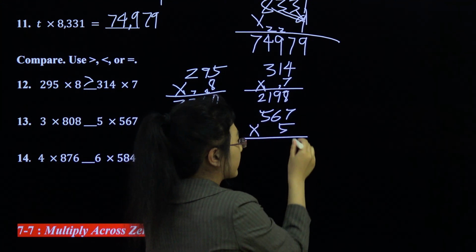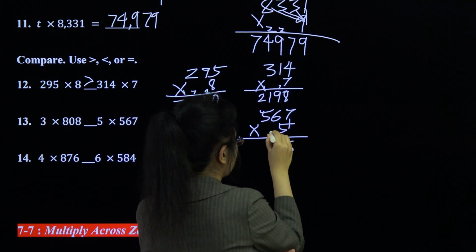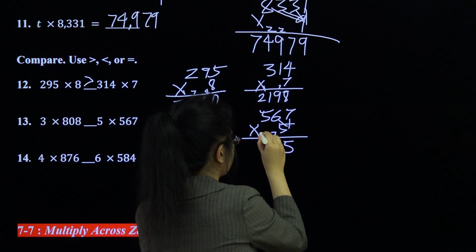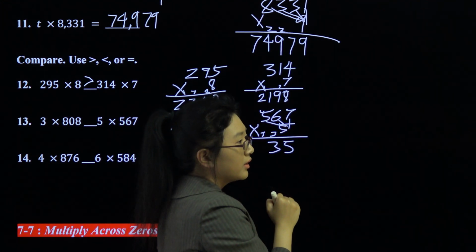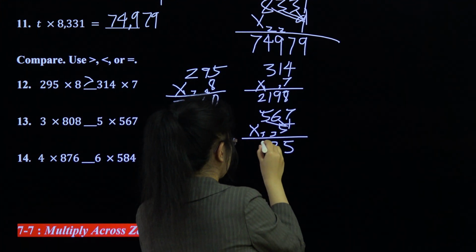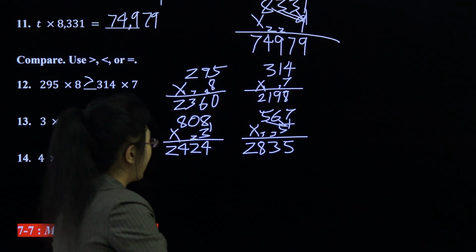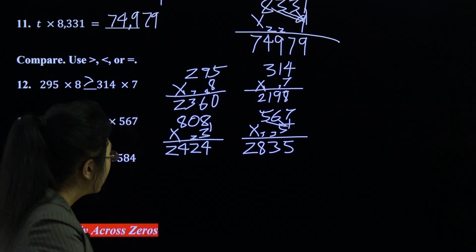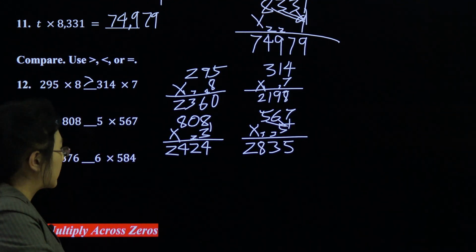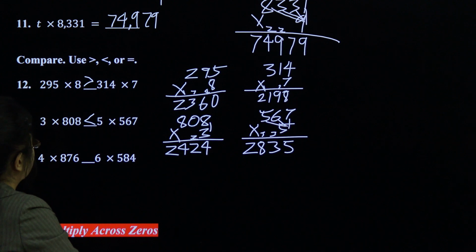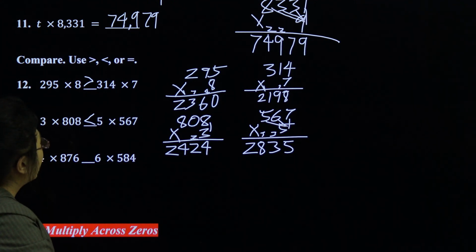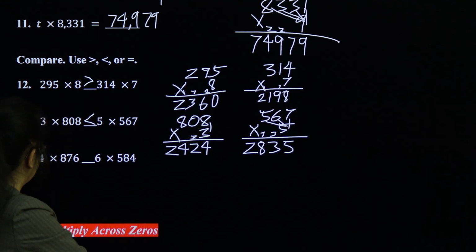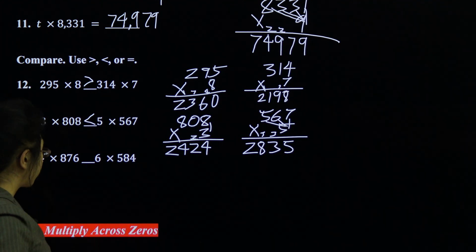5 times 7, ones place, 35. 5 times 6, tens place, 30. 30 plus 3, 33. 5 times 5, 25. 25 plus 3 is equal to 28. And you have 2,424 and 2,835. 2,835 is bigger. Therefore, 3 times 808 is less than 5 times 567. Now what about the last question?